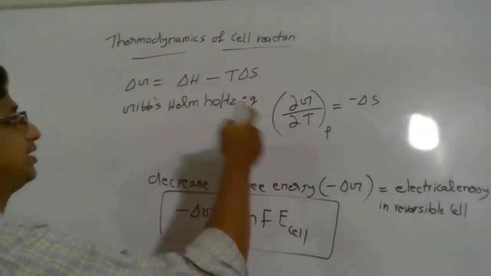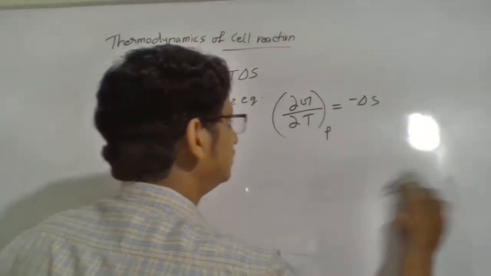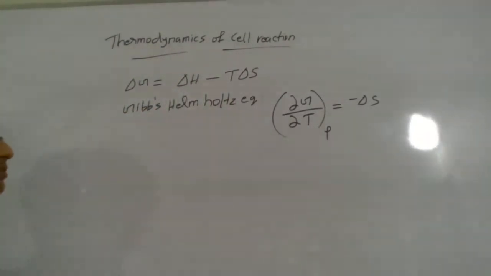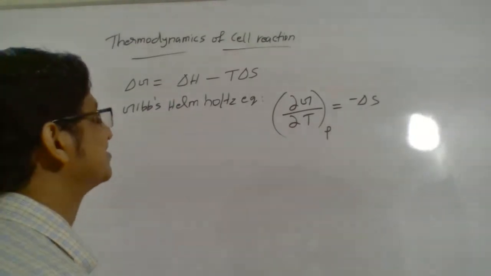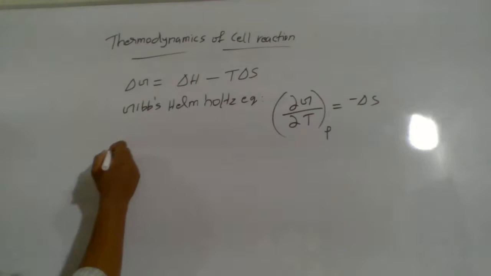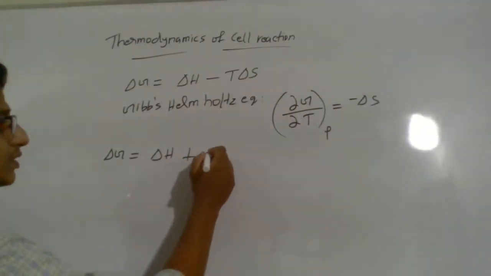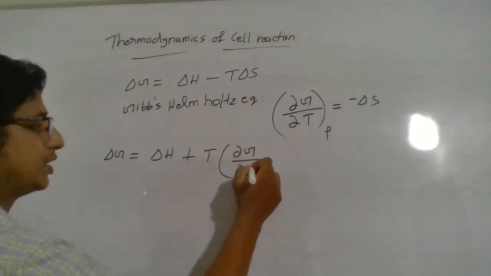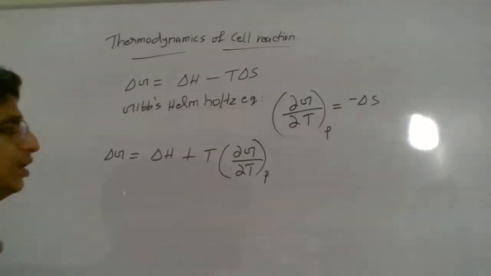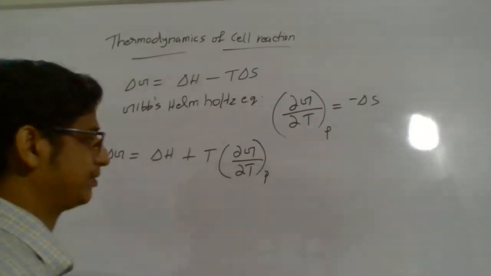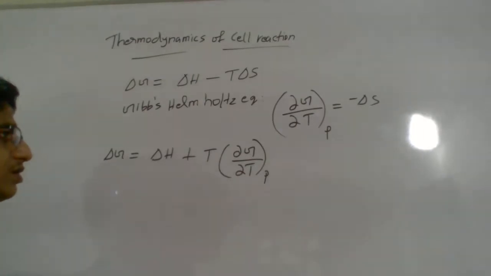Let us apply this particular equation here. So we can now find a relationship in terms of Gibbs free energy. Dou means partial derivative. So dou G by dou T at constant pressure is equal to minus delta S. Let us apply that. Here delta G will be equal to delta H plus T into dou G by dou T at constant P. That is the famous equation for Gibbs free energy in terms of enthalpy and temperature. This is the temperature coefficient of Gibbs free energy at constant pressure.